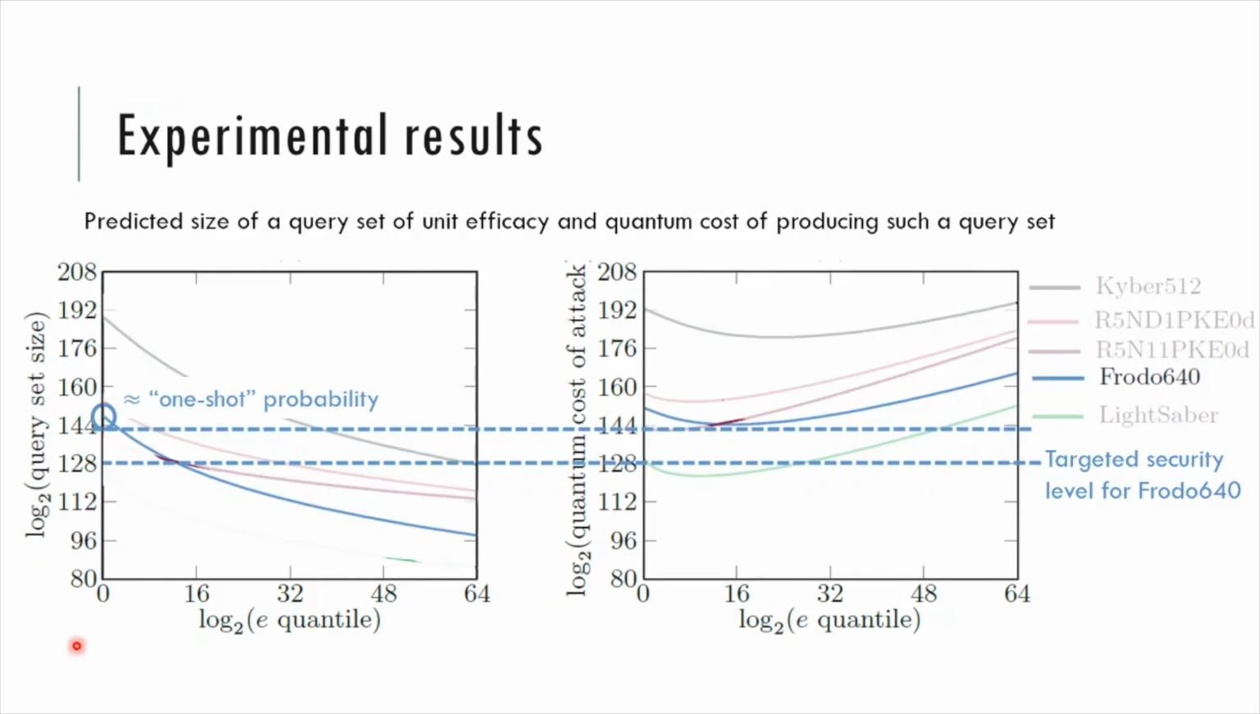Let me visualize this using our experimental results again. The very left point can be viewed as corresponding to the one-shot probability. What you can see in this diagram is that the failure probability that we determine, which is this line here, is slightly larger than the probability used in Frodo, namely the one-shot probability. But you can also see that both of them are well below the target probability of 2 to the minus 128 that corresponds to the targeted security level.